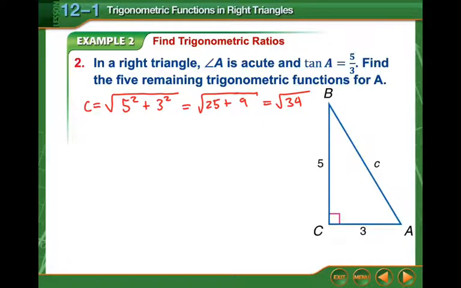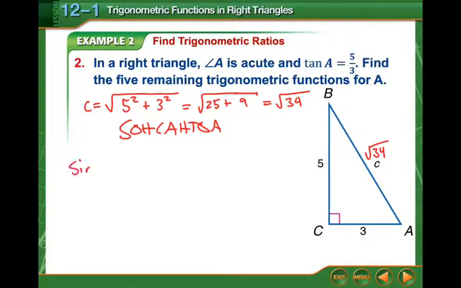Again, we're not trying to break things down. Plus, that doesn't really break down besides 2 and 17. Those are both primes, so that's not going to go anywhere. So the square root of 34 is fine how it is. So we'll relabel C as the square root of 34. And now we're ready to do our trig functions, remembering SOHCAHTOA.